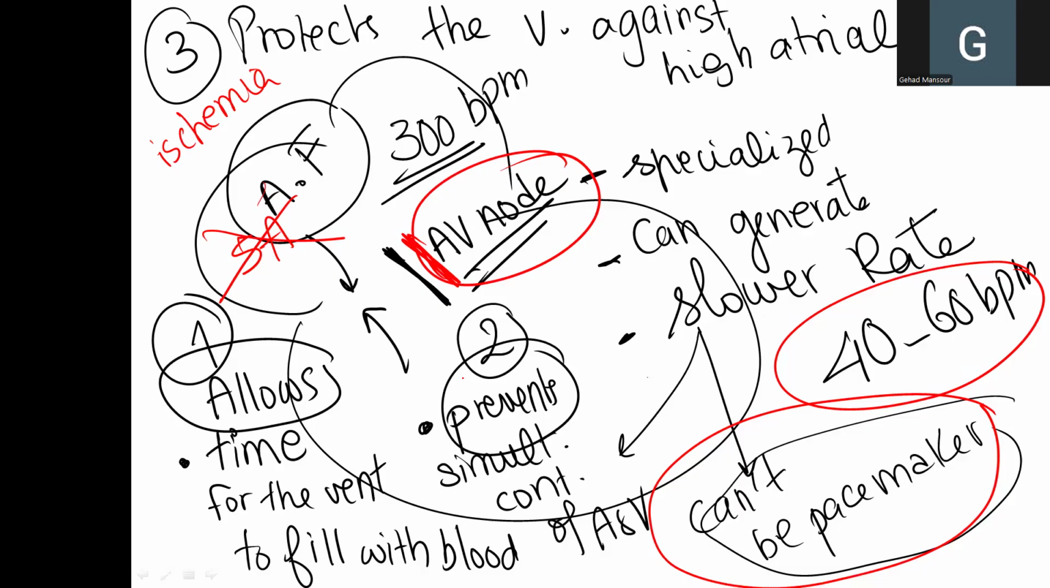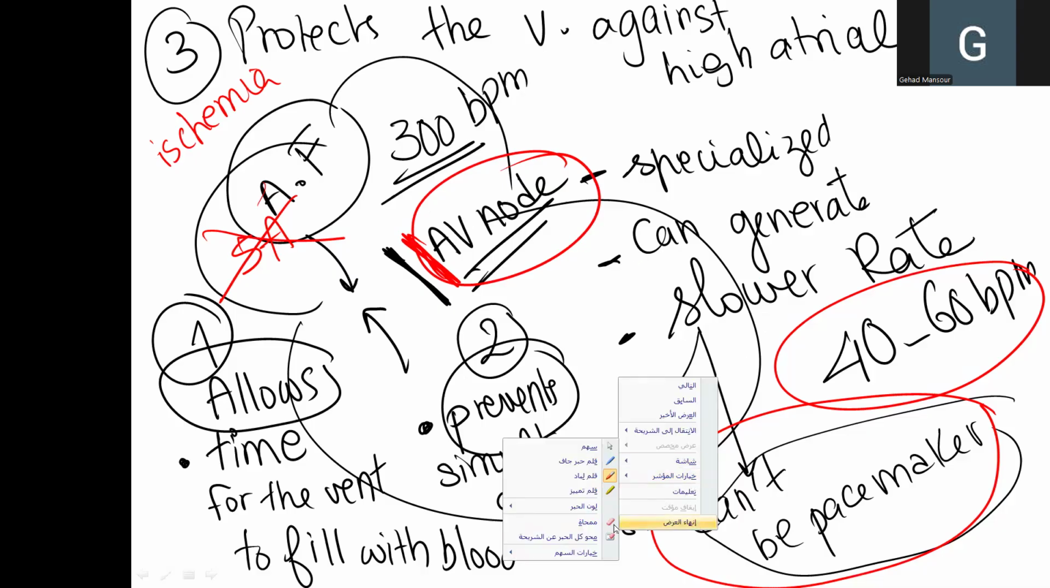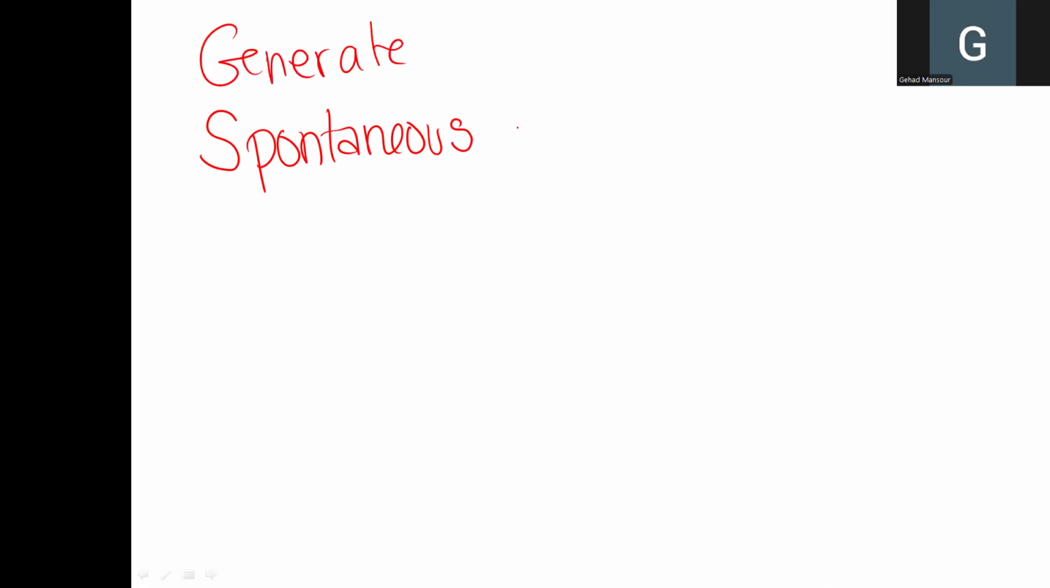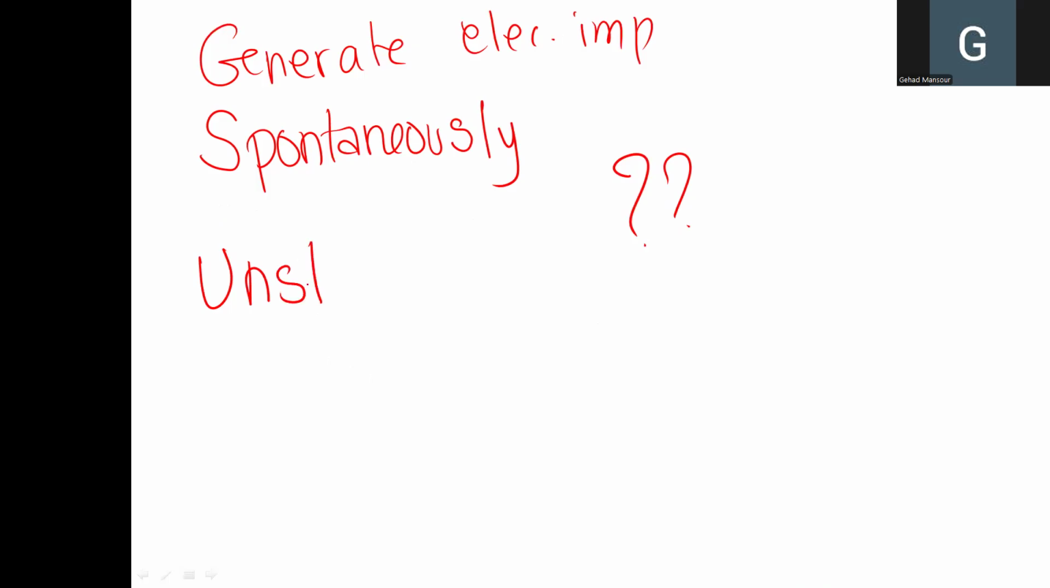There remains one point, which is why are these structures able to generate spontaneous electric impulses? Why are they specialized? They generate the electric impulses spontaneously. Why? The big question is why? This is because they have an unstable resting membrane potential.